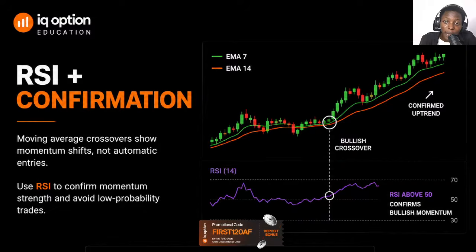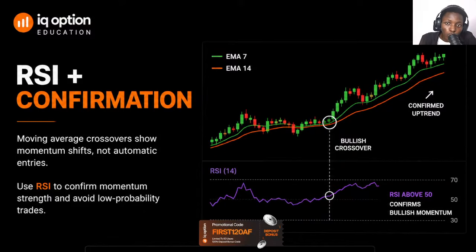When price is above line 50, it means that the buyers are in control, or the price is entering buyers territory, and buyers are about to start taking control of the market. And when price is below level 50, it means that the price is about to enter sellers territory, the sellers are about to take control of the market, and the market will start going in a downward direction.